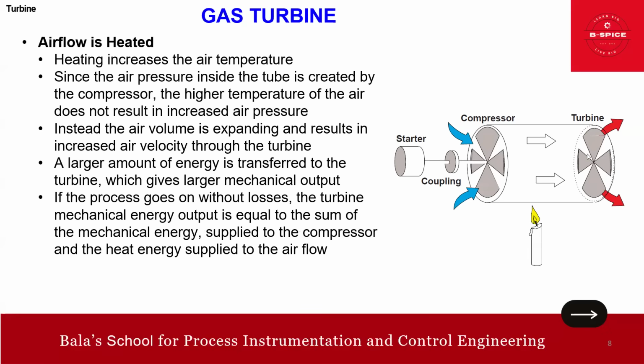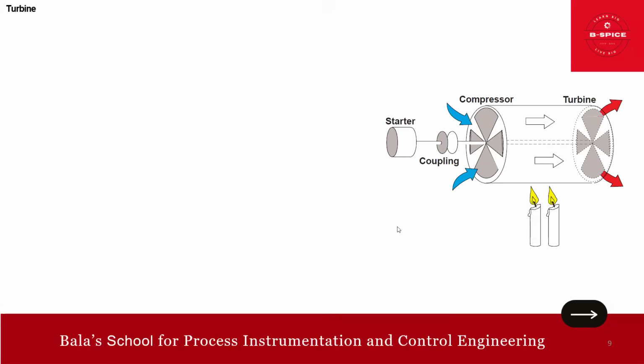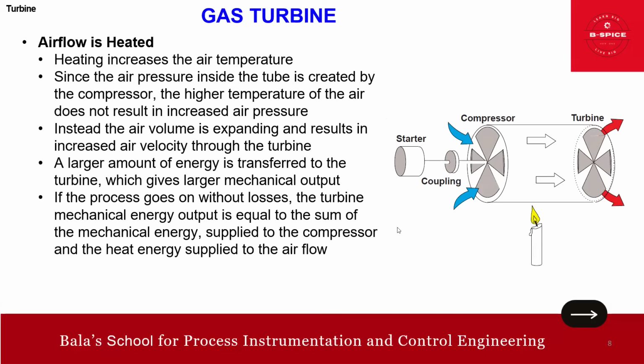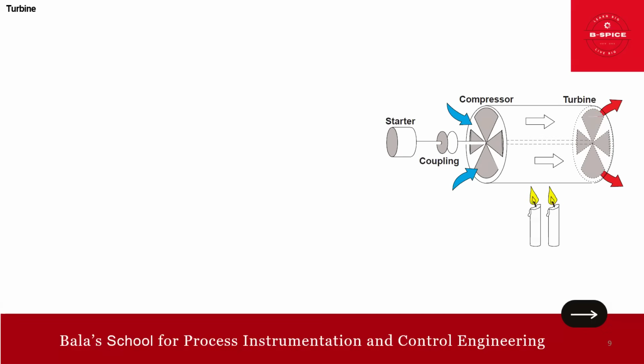If the process goes on like this without losses, of course, it is not possible practically. So consider no losses: the turbine mechanical energy output is equal to the sum of the mechanical energy supplied to the compressor and the heat energy supplied to the airflow, isn't it? So now the heating of the airflow is discussed. Now we'll talk about the self-sustaining speed.